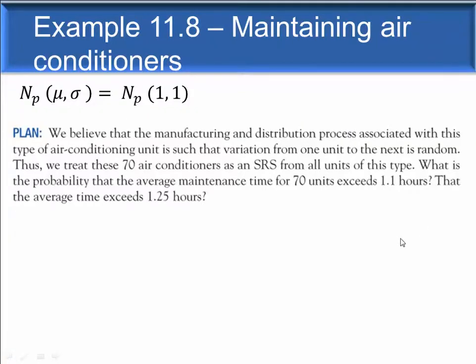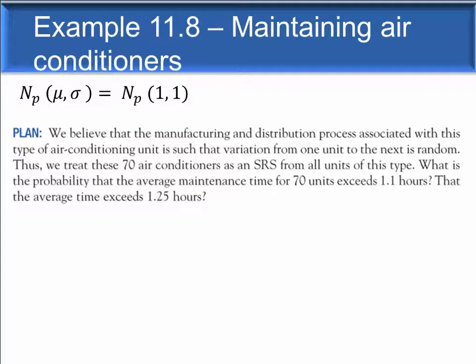Now we're going to talk about our plan. We believe that the manufacturing and distribution process associated with this type of air conditioning unit is such that the variation from one unit to the next is random. We don't know anything about the manufacturing process, so we're going to assume that the quality of one air conditioner to another is completely random. Therefore, we're going to treat these 70 air conditioners as a simple random sample from all units of this type.